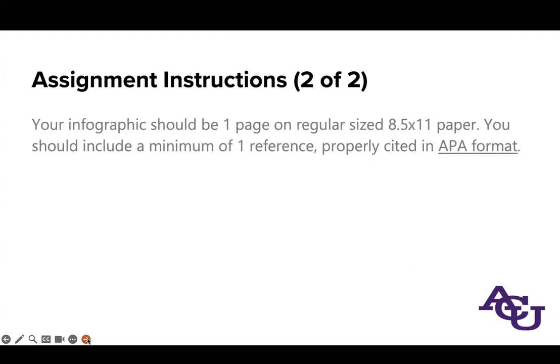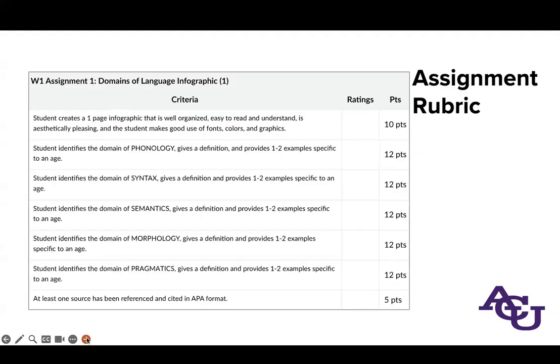From a practical standpoint, the infographic needs to be 1 page on regular sized 8.5 by 11 paper. You should include a minimum of 1 reference properly cited in APA format. And here's the assignment rubric.